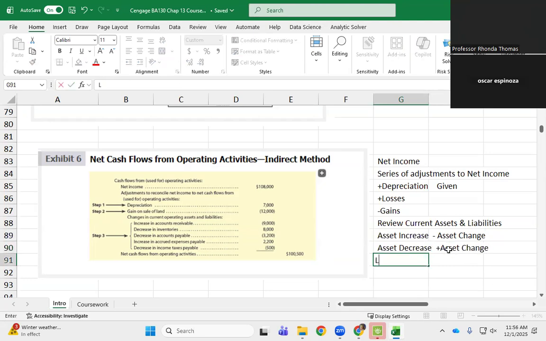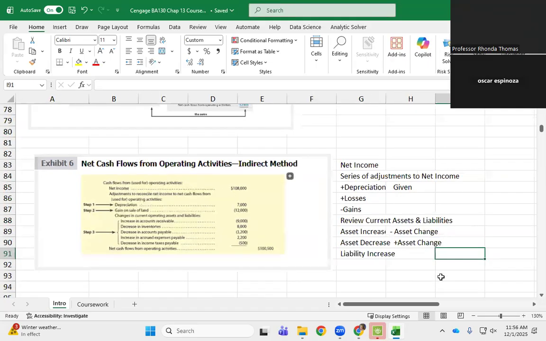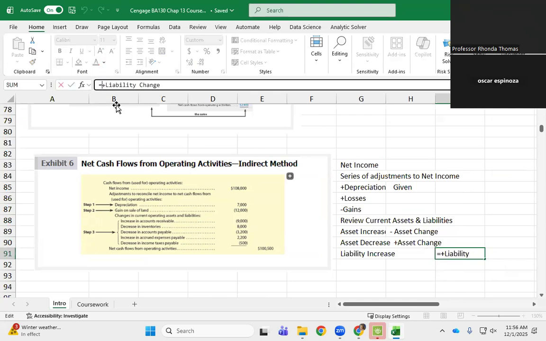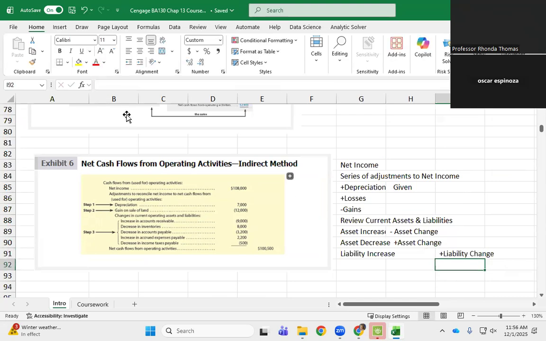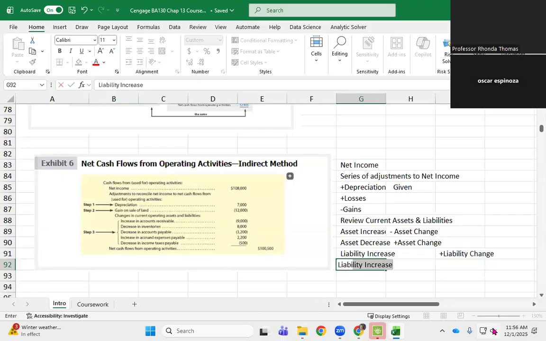Then you have a liability. It's just the opposite. You have a liability that increases, then you're going to add the liability change. And then the last one is a liability decrease.